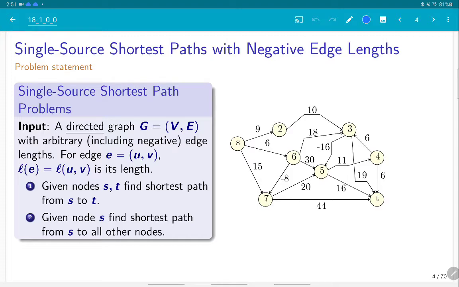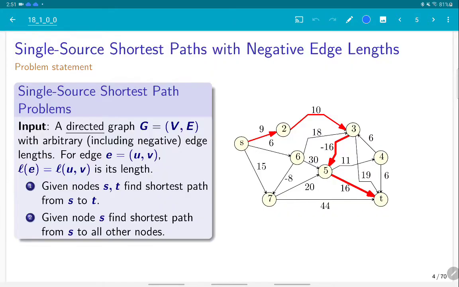And in this case, by the way, the fact that it's directed would really matter because the undirected version is significantly harder. So we're given a graph, we have edges, every edge has a length. The length is now a real number, it can be negative. And given two vertices, S and T, we would like to find the shortest path between them. Or starting from the vertex S, we would like to find the shortest path to all the vertices in the graph. In this case, for example, I believe the red path is the shortest path from S to T.